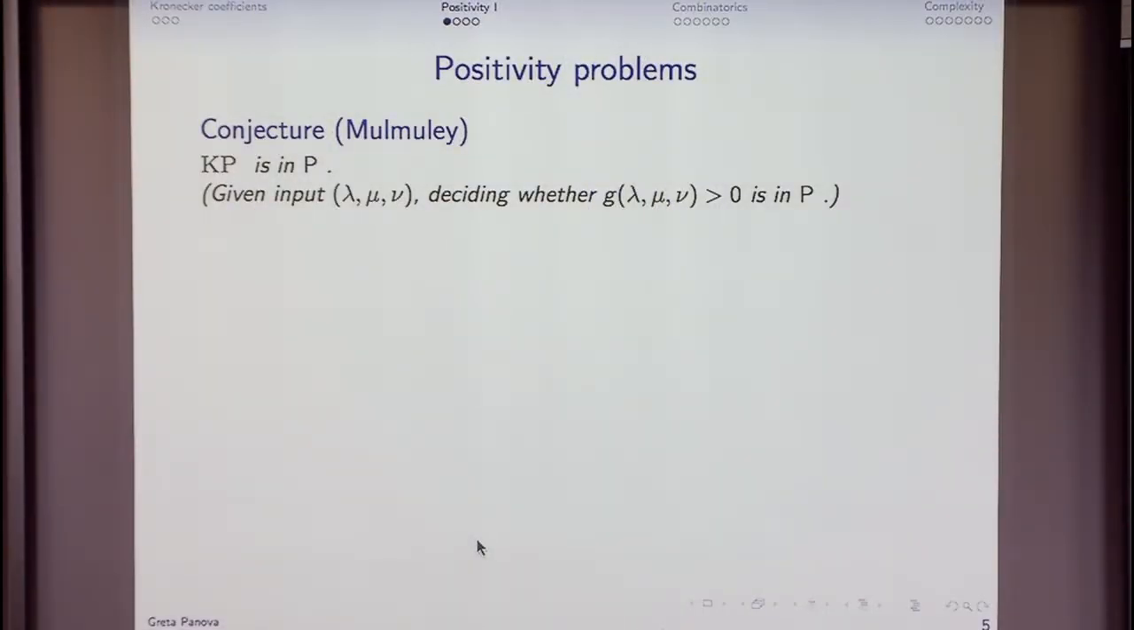Now that we know what our objects are, to some extent, what are the problems and what can we really say about them? Positivity. First of all, we already have the Mulmuley conjectures about deciding positivity. So yes, we are interested in figuring out when the Kronecker coefficient is zero or not, even if we are not able to compute it or describe it very well. Maybe there are other ways one can figure this out.